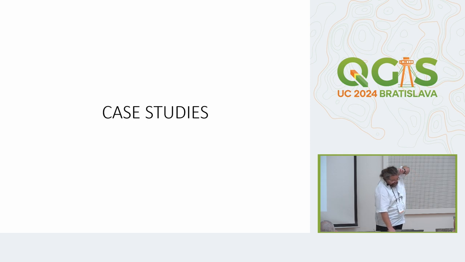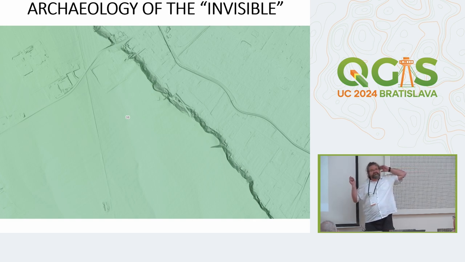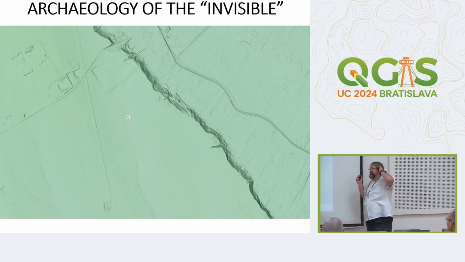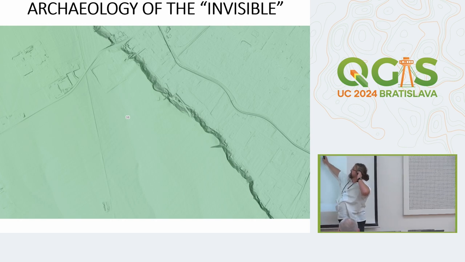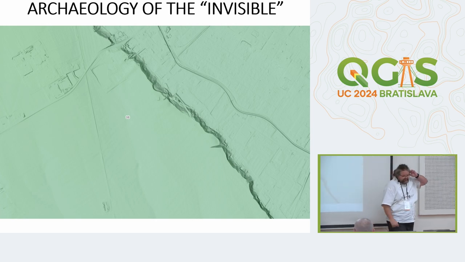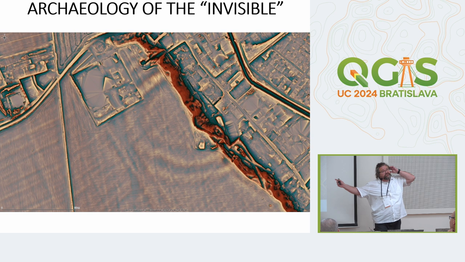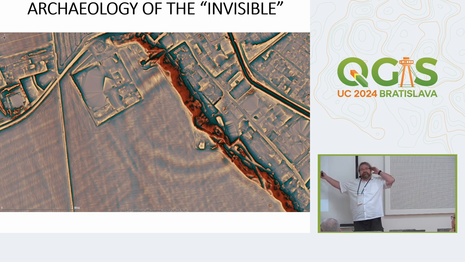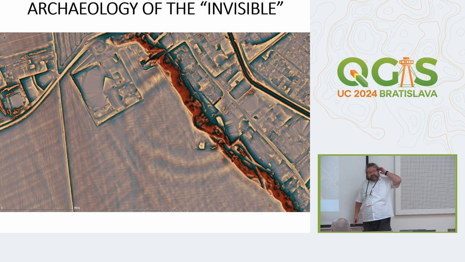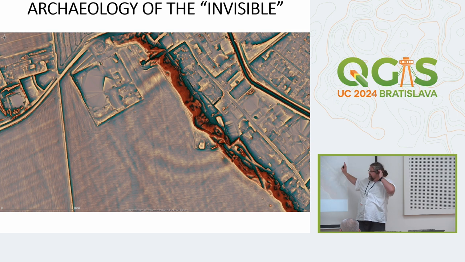For instance, why is this talk called Archaeology of the Invisible? Could you see something there? There is something, I think this is the road, this is the slope, and so on. But if you use the specialized visualization, you can see something like this. This is so far the biggest structure that we found in the Slovak LIDAR. It has a 600 meter diameter. Okay, you cannot see it on this data projector, but it is there and it is big.